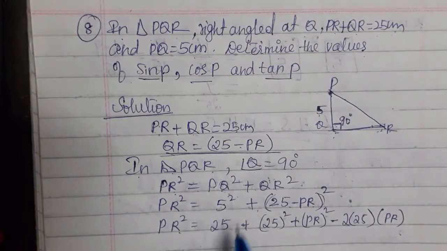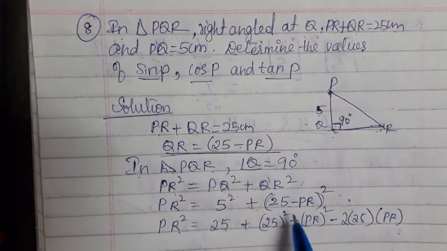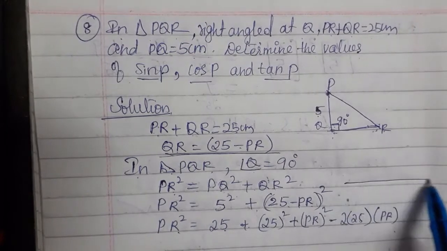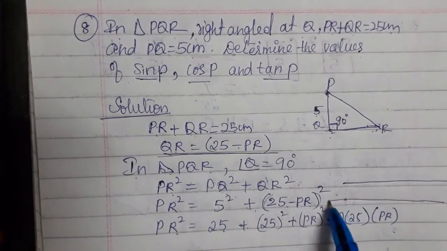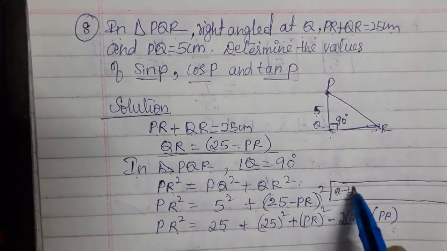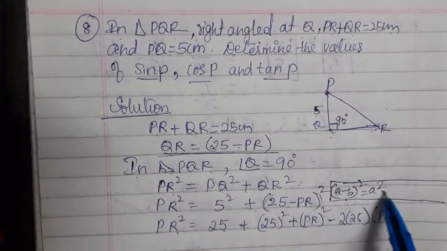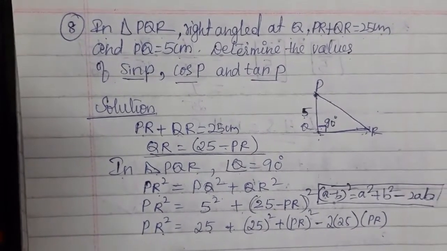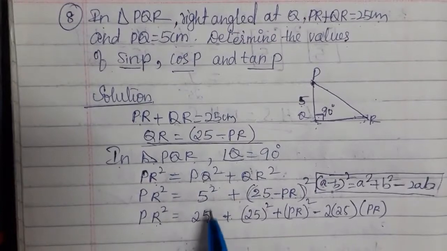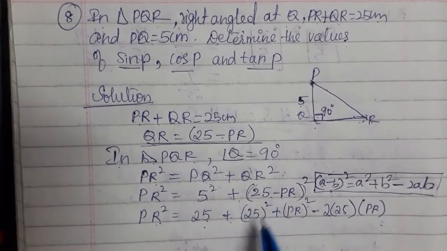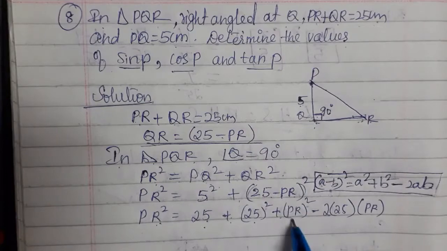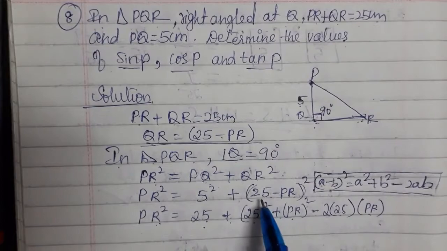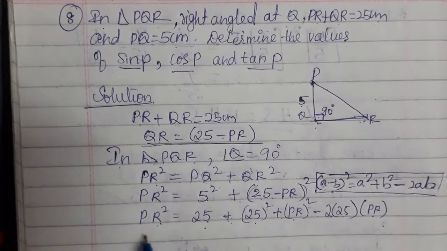Now PR square is equal to 5 square is 25 plus you should apply A minus B whole square formula here. So we have to use A minus B whole square formula here. A square plus B square minus 2AB. So that is what we are using. PR square is equal to 5 square is 25 plus A square 25 square plus B square PR square minus 2AB. 2 into 25 into PR.